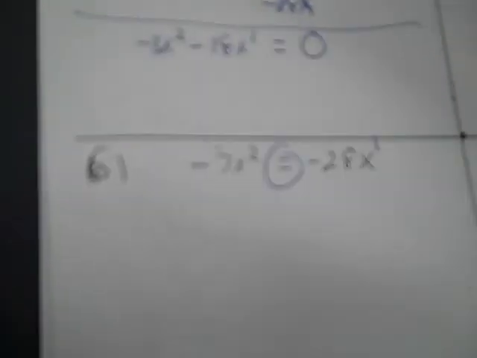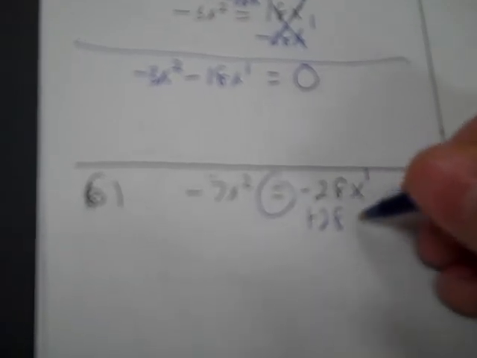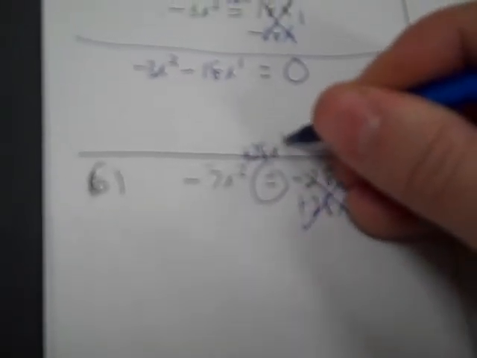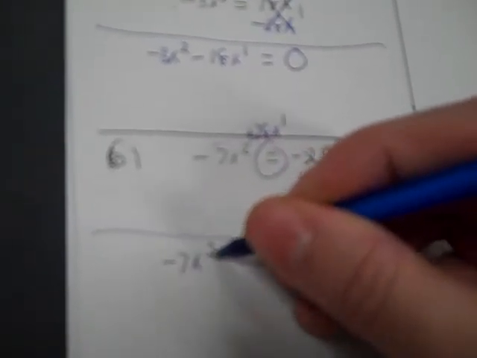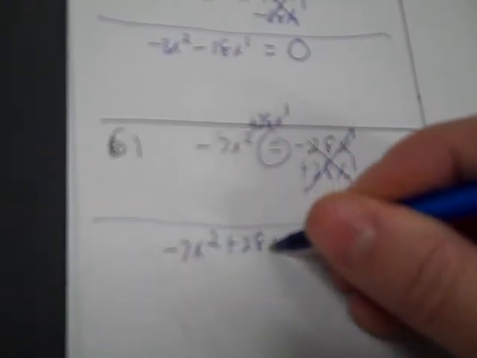Okay, here's 2 answers. And again, we got x to the second and x to the 1. Okay, so we have negative 28, so I add 28x to the 1 and add it up there. You got to keep the x1 and x2 separate. You can't put them together. Okay, negative 7x to the second plus 28x to the 1 equals 0.